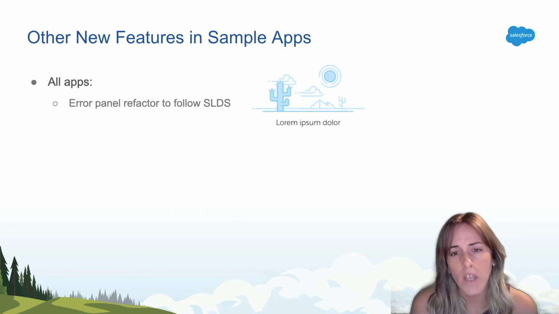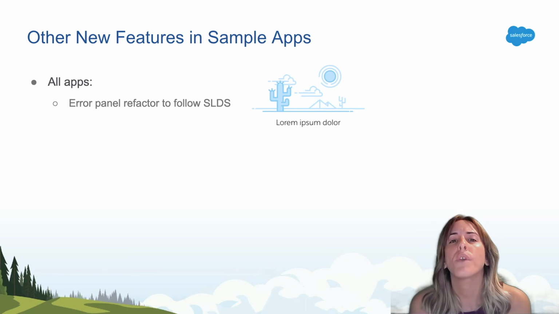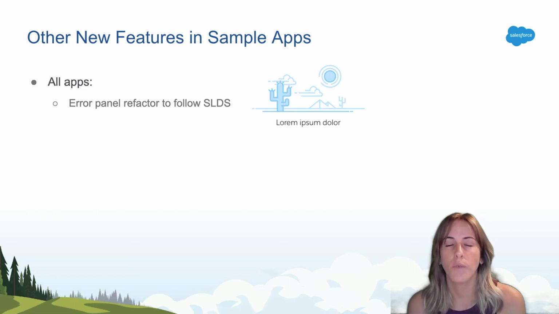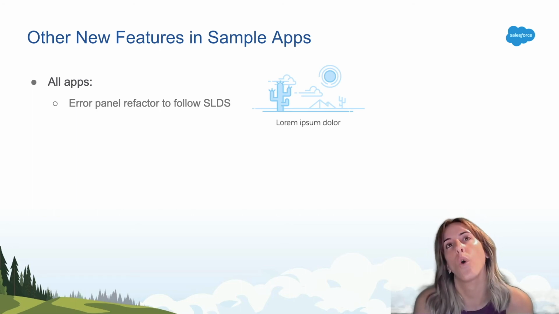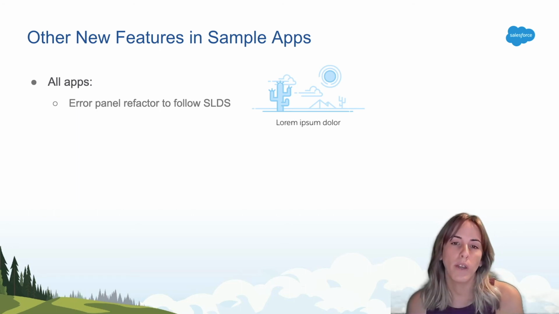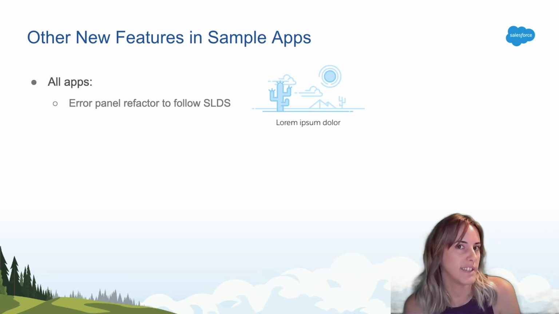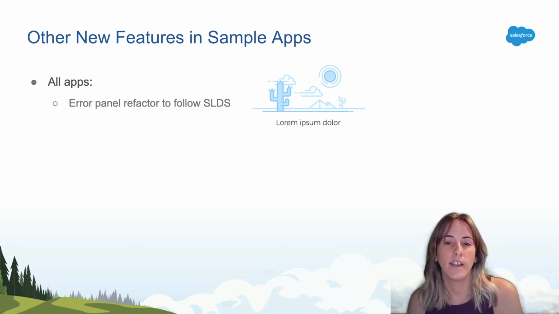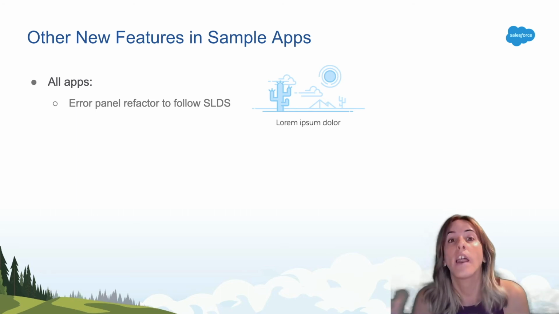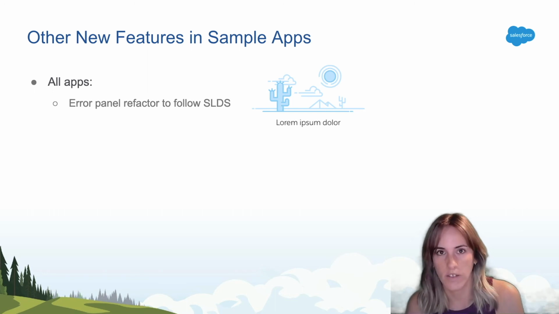One of them, the first of them, is a refactor that we have done to our error panel component. The error panel component was a Lightning Web component that we were using in all the apps, and this error panel component is mainly used when we are using Lightning Data Service or Apex to retrieve data, and no data is returned, and an error is returned instead, right?